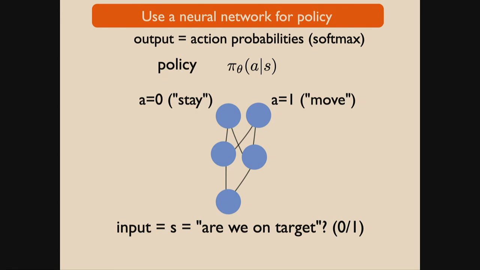So I have drawn it again for this very simple example, where the input was just, are we on the target, 0 or 1, so it would be a single neuron. But again, this input now could be an image, maybe the image from the video camera of your robot. So then it would have many more neurons. Then you have a few hidden layers, here only one. And then you have the output, which is to stay or to move. And the values of these neurons would give you the policy, so the probability of an action given a state. So it's as simple as that.